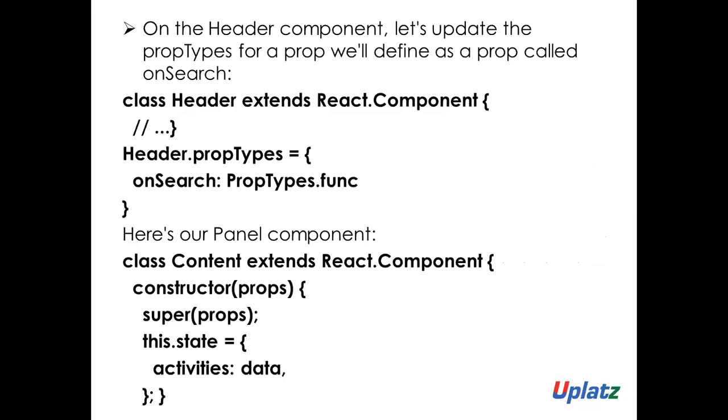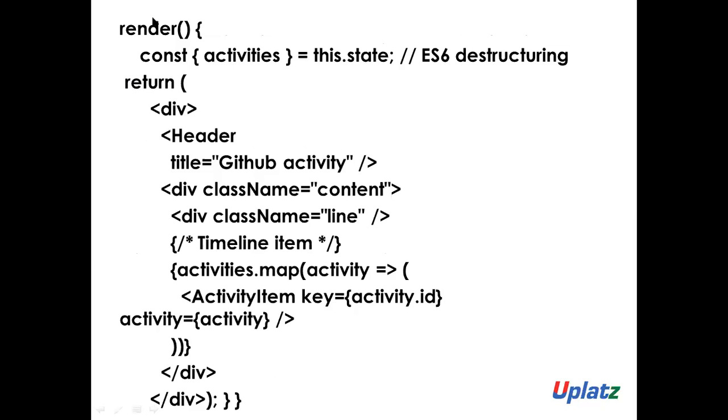This header will extend the React component. You have the header props type. You can use a function, so inside my header props, I can use a function. So in my panel component, I have a constructor. Inside that constructor, I have a state, activities data. In render, I'm making this state, so this would be like destructuring.